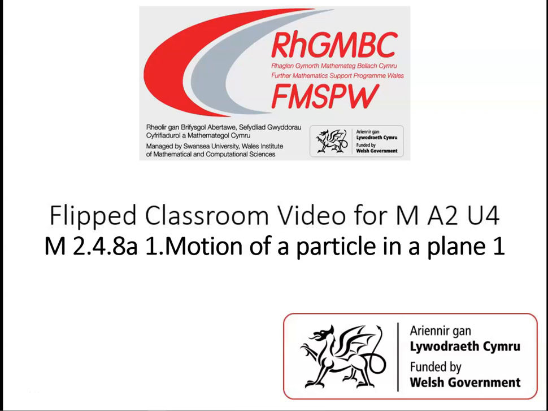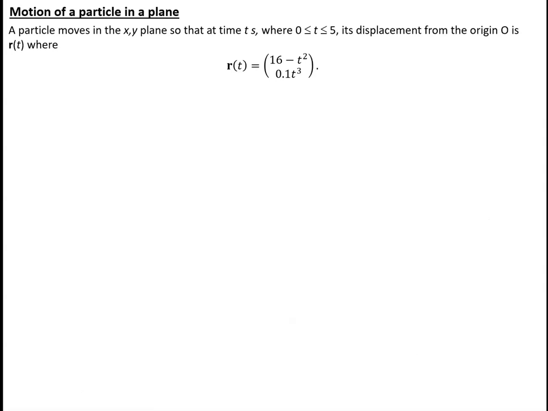In this video we're going to look at how we can describe the motion of a particle moving in the xy plane. So, as an example to get us going, we've got a particle moving in the xy plane so that at time t seconds, where t lies between 0 and 5, its displacement from the origin is given by the vector r of t, where r of t has an x component of 16 minus t squared and a y component of 0.1 t cubed.